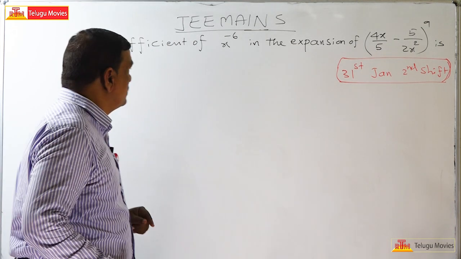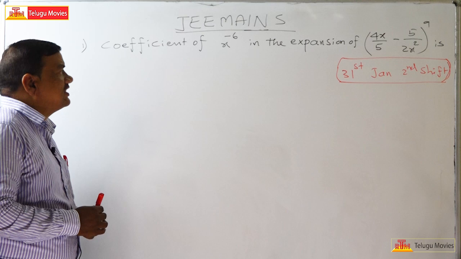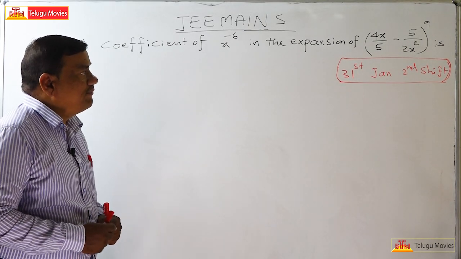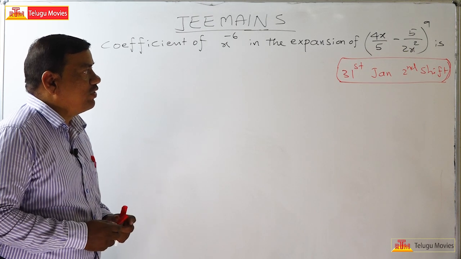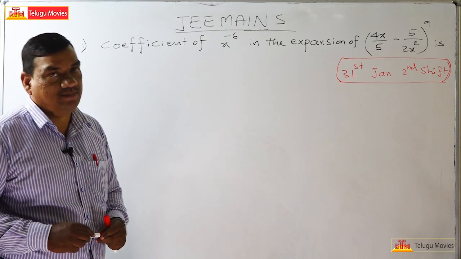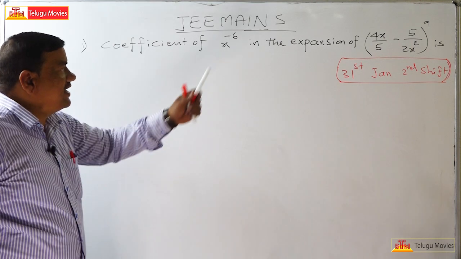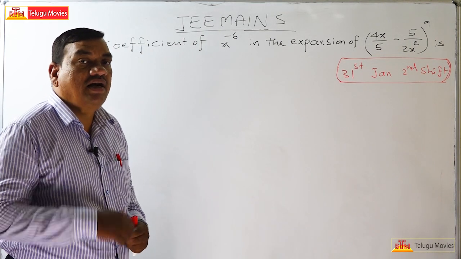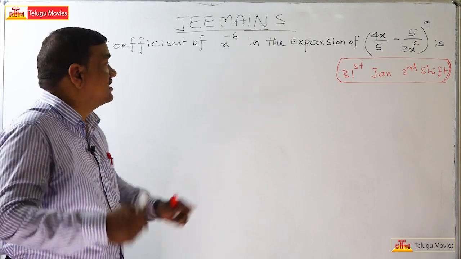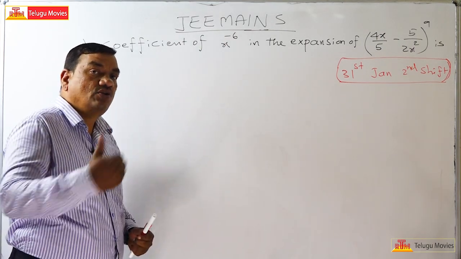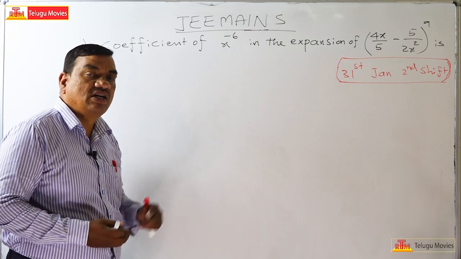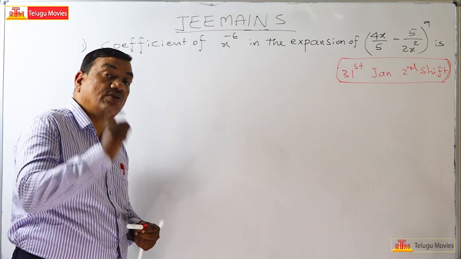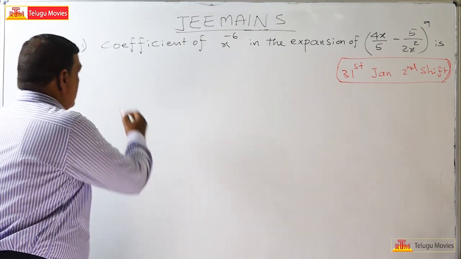He is asking the coefficient of x power minus 6 in the expansion of (4x/5 minus 5/2x²) whole to the power of 9. Students will take the general term, where x to the power of something will come, set that equal to minus 6, and find r. But there is no need of that much risk. There is a short trick method, so I will tell you how to find the r value. Let us see the solution.